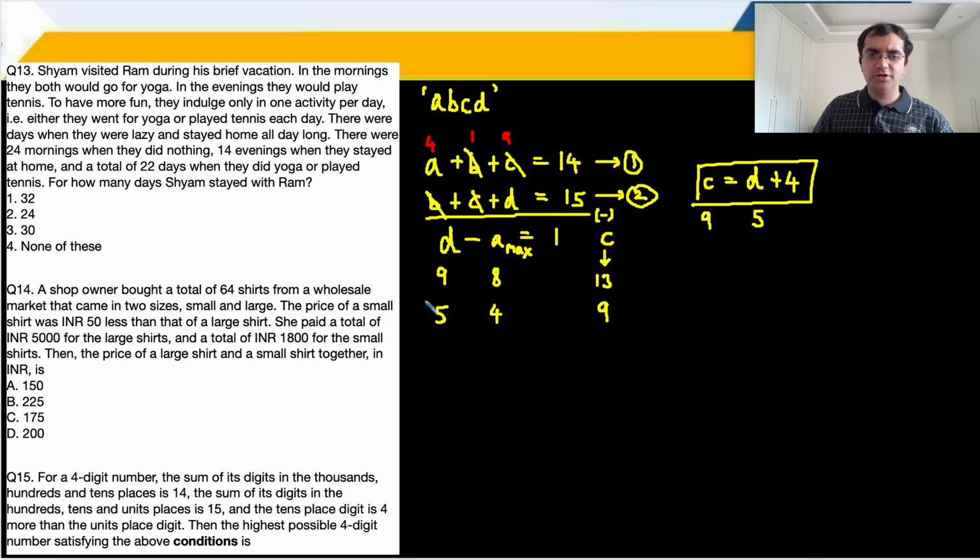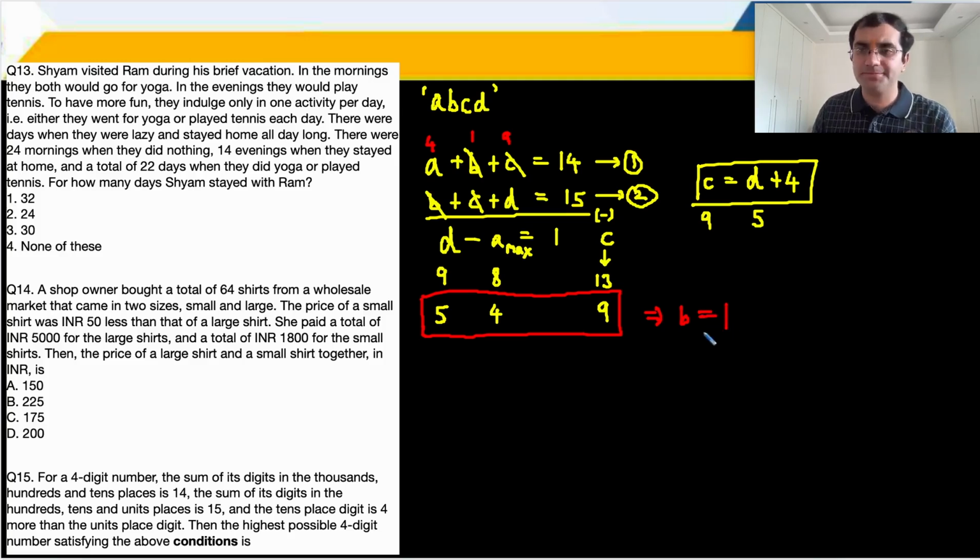Right? For this particular case that we have found, the largest possible number implies we are getting, by putting the values into the first equation, B is equal to 1. Okay? So you now have your number as A is 4, B is 1, C is 9 and D is 5. 4195 is your answer. Good question.